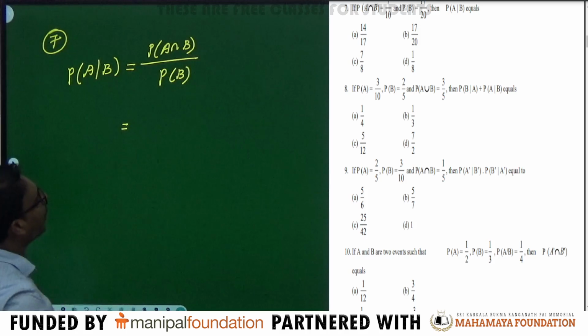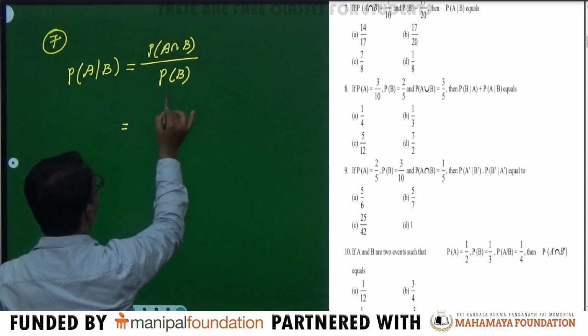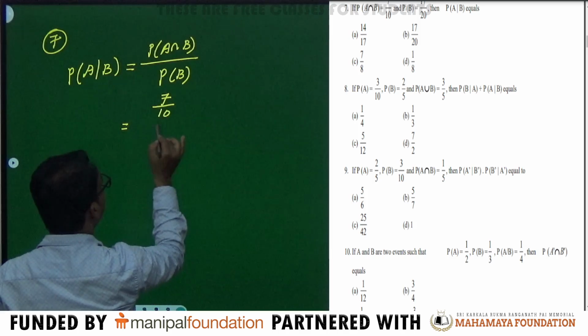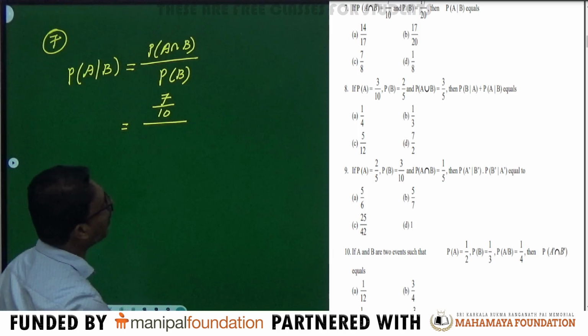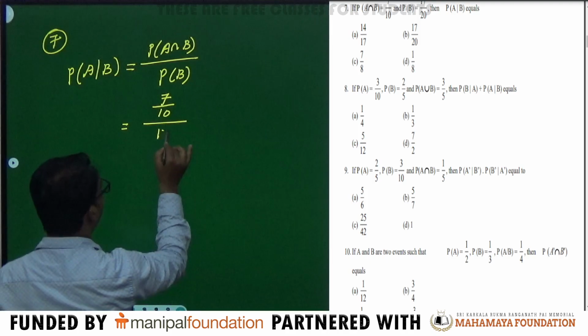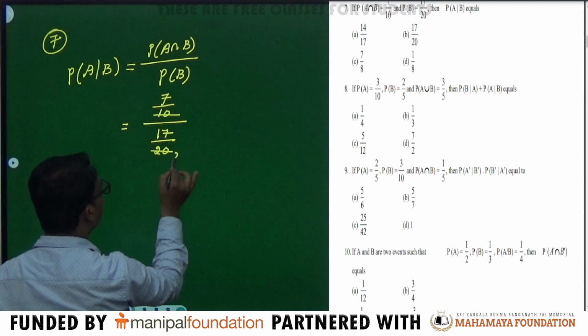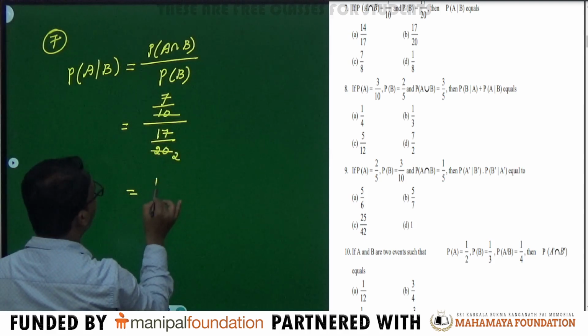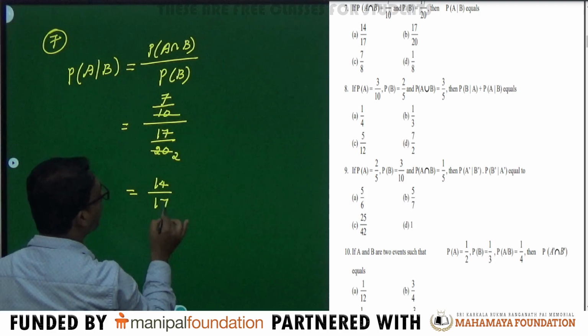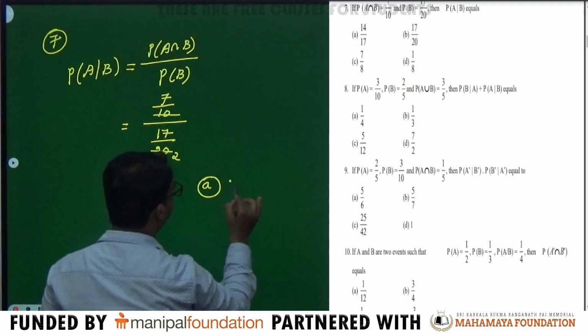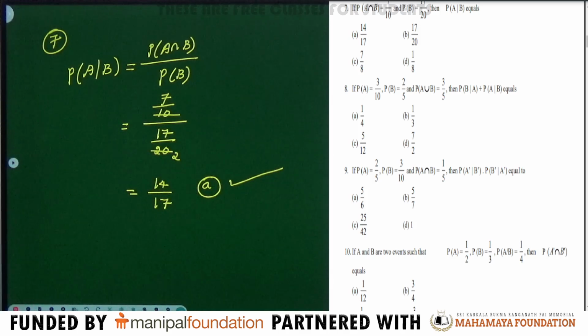So the given probability of A intersection B is 7 by 10, divided by probability of B, whose value is 17 by 20. So this is 10 ones are 10, twos are 2 goes to numerator, you will get 14 by 17. The correct answer is option A. For the question number 7, the correct answer is option A. Next problem.